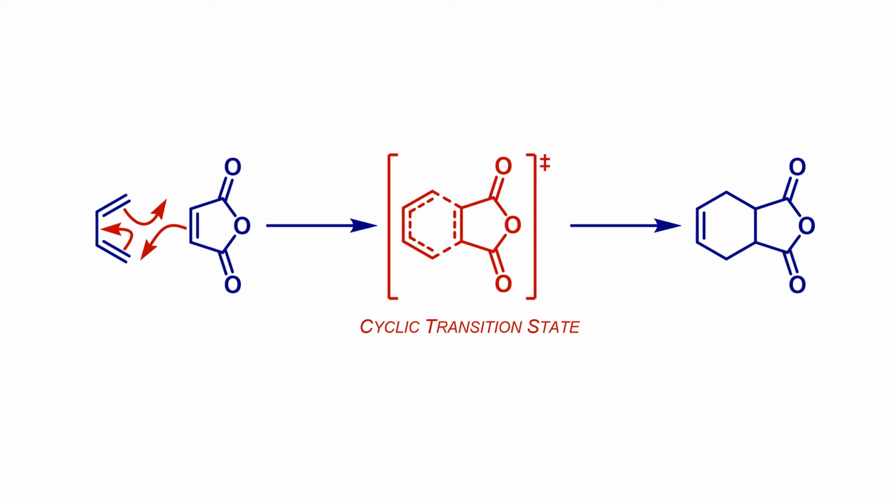You can see from the curly arrows shown that this reaction involves three pairs of electrons all moving at the same time around a cyclic transition state. This is the key feature of pericyclic reactions. Multiple electron pairs repositioning all at the same time, always around a cyclic transition state.